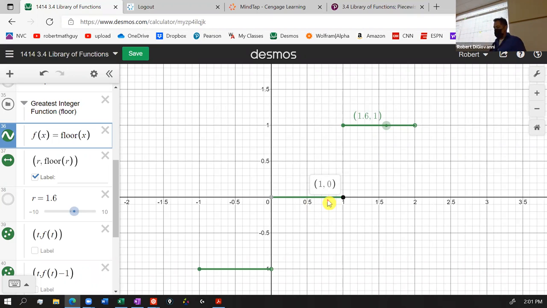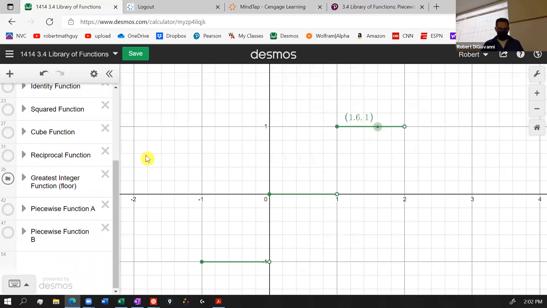So I have to have an open circle there just so you don't accidentally think that there's a dot here. Because if there's a dot here and there, it failed the vertical line test, right? It wouldn't be a function. Okay.